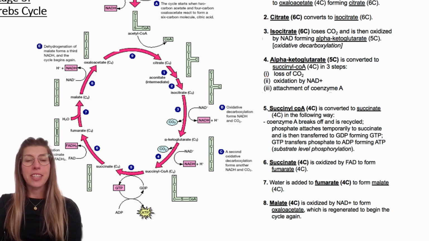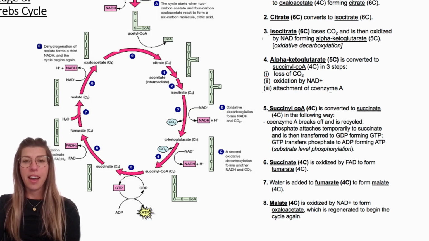In stage 7, you can see that water comes in and is added to that product of stage 6, the fumarate, and it forms a compound called malate. And then stage 8, we see that malate, which is a 4-carbon compound, is oxidized by NAD. We see NAD coming in again, an ion. It steals an ion from malate, and it forms oxaloacetate, which is regenerated to begin that cycle once again. So in step 8, it creates a product that can then re-enter the cycle once again.